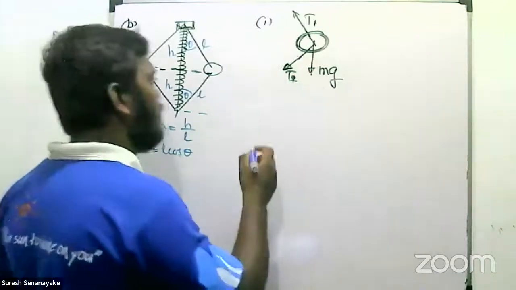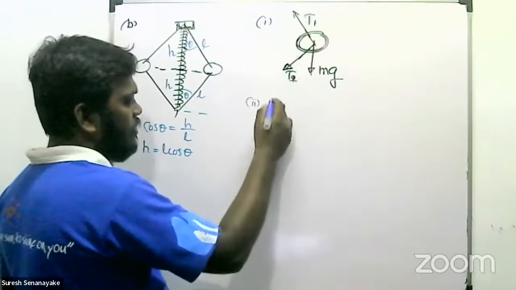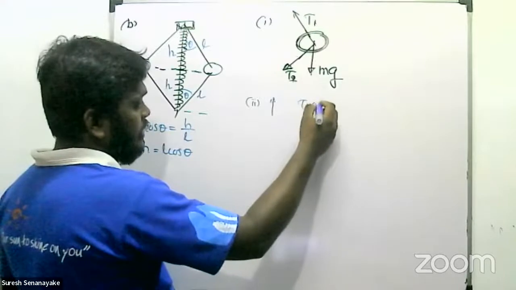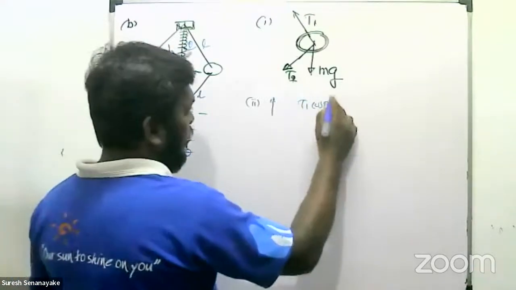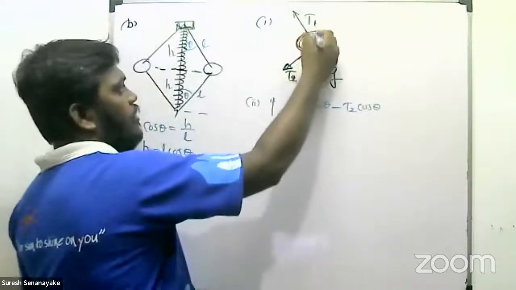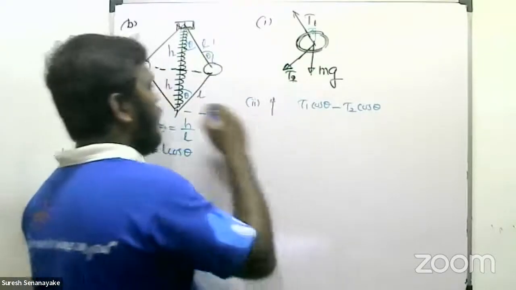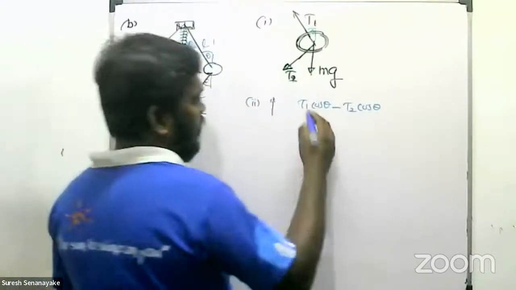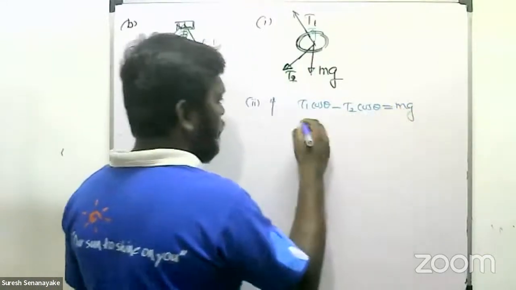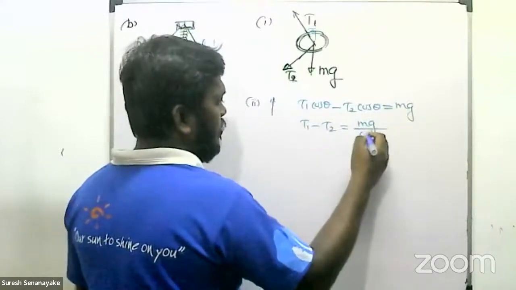Okay, right, this is an equilibrium case. I'll use forces acting upward equals downward. So T1 cos theta minus T2 cos theta... This is also theta because there's an alternate angle. This theta, this also theta, it is symmetric. T1 cos theta, T2 cos theta, that equals the weight of the rotor. That's right. That's T1 minus T2 equals mg divided by cos theta.